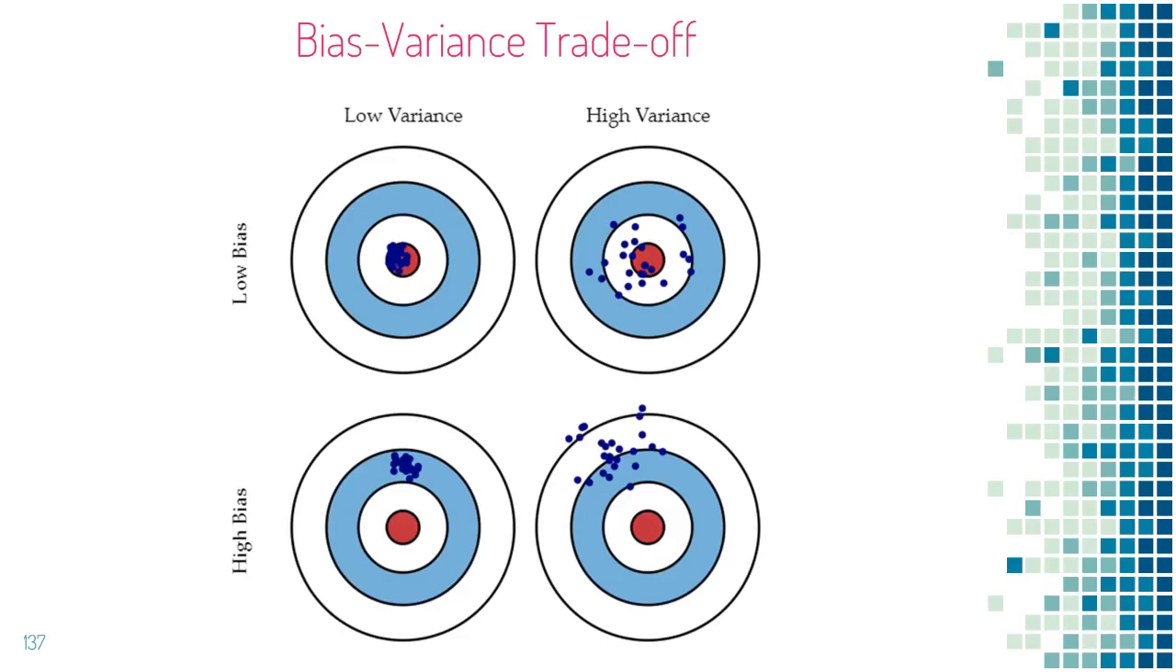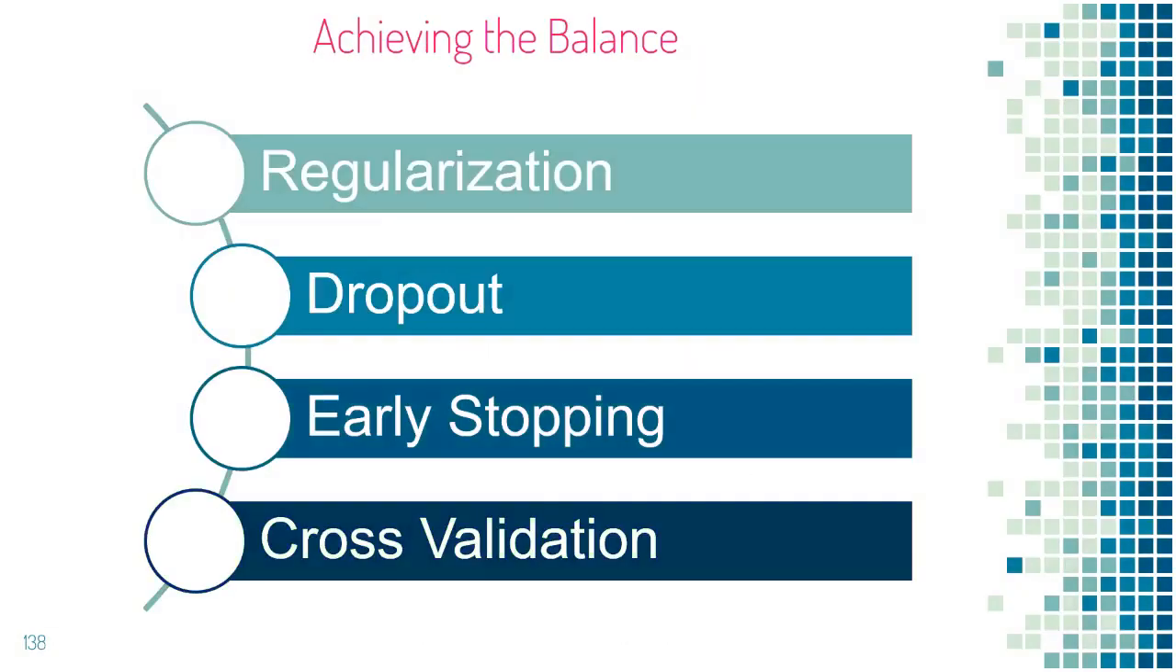So this is one of the best ways to illustrate the bias variance trade-off. All these four circles, what we want is the topmost circle. The topmost circle is the circle of our desire that we want to achieve.